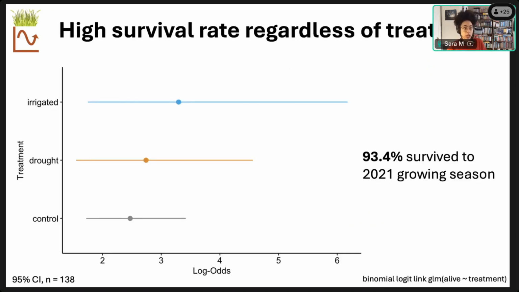What was really interesting with Brachypodium sylvaticum is it had very high survival rates regardless of treatment. 93.4% of them survived into the growing season, which I was a bit surprised by, and I realised there's a lot more work for me because I have to go out the next year and record them. On the whole it's not surprising, since there have been some long-term studies in Sweden which show that they can live for up to 20 years. So this study is about 10% of their lifespan.